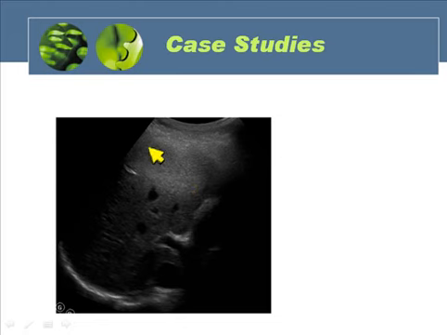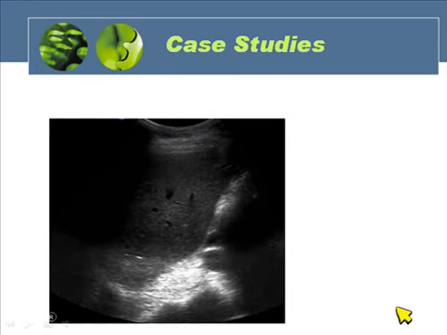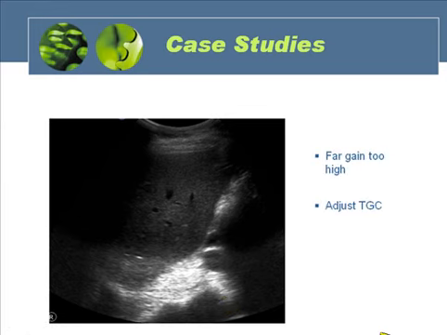Notice that having improper TGC settings or improper gain settings can actually make something look pathologic. We need to adjust our TGC in the near field to make all these echoes uniform. What do you think of this one? Correct. In this case, the far field gain is too high, and therefore I again would adjust my TGC.